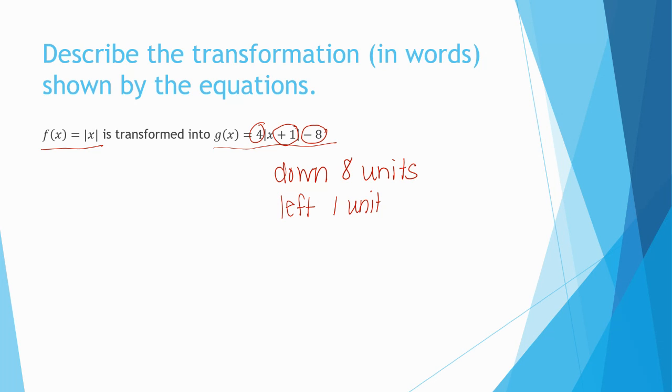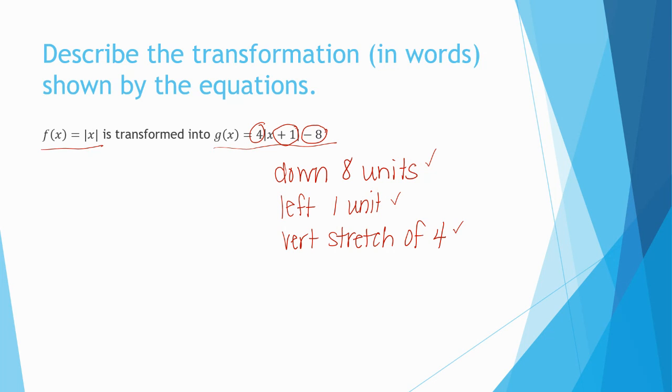Now to get to the 4, this is a multiplier, and because it's bigger than 1, it's a stretch. So I have a vertical stretch of 4. So this time I've done 3 different things. I've taken that original parent graph of the absolute value of x, I've moved it down 8 units, I've moved it left 1 unit, and I've stretched it vertically by 4.